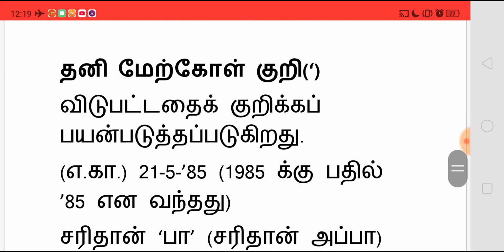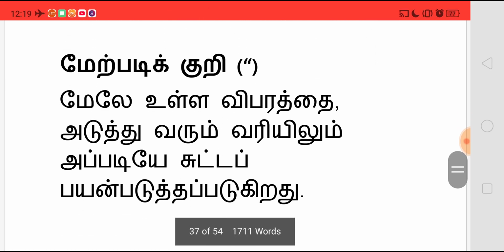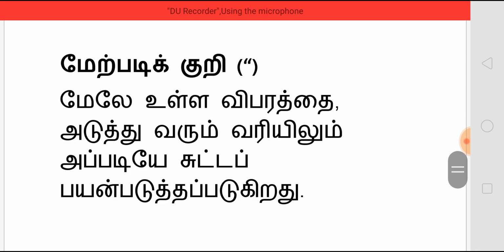And thani merkol kuri, it says that some information is left out. For example, 21/5/85, instead of 1985 we are writing 85, and we are saying pa instead of appa. And merpadi kuri, that is double quotes.